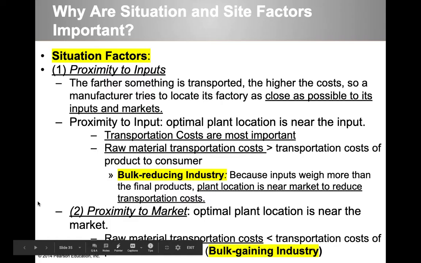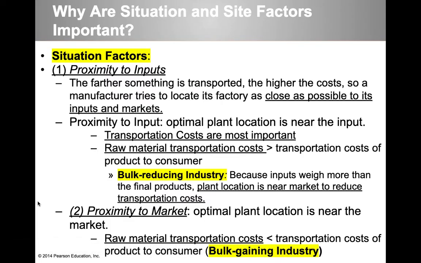Situational factors. Remember, we said transportation is important for situational factors. So we're looking at proximity to inputs is going to be important. Those are going to be bulk reducing industries. They're close to the coal or the copper or the bulk material, energy or minerals. So they're reducing the weight, so transportation cost is cheaper because it weighs less moving in transport.